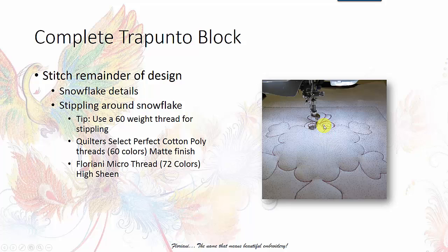And this is the Quilters Select 60 weight thread that I used, and it has a matte finish. That's one of the big differences between our Floriani micro thread and the Quilters Select thread. You do want to use a 60 weight thread. The last thing that stitches out is in the background here. It stitches stippling detail, and you do want to use a 60 weight thread for that stippling.